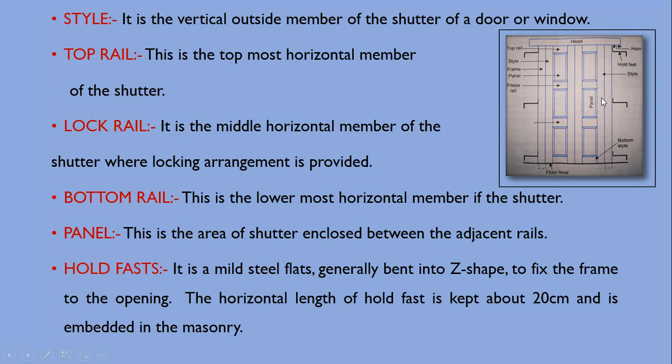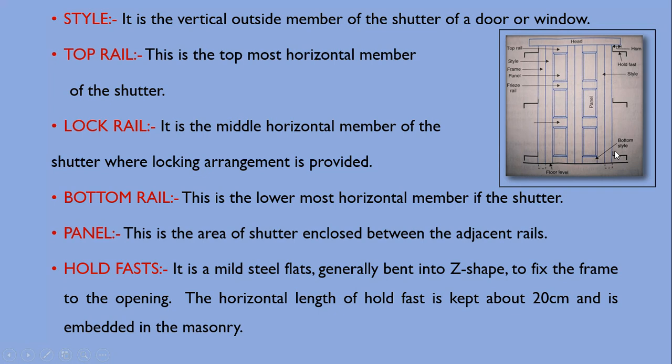Then top rail, this is the topmost horizontal member of the shutter. So this is called as top rail. Lock rail, it is the middle horizontal member where the locking arrangement is provided. So it is called as lock rail, and here you will find the locking arrangement is provided. Then bottom rail, this is the lowest horizontal member of the shutter. It is called as bottom rail.